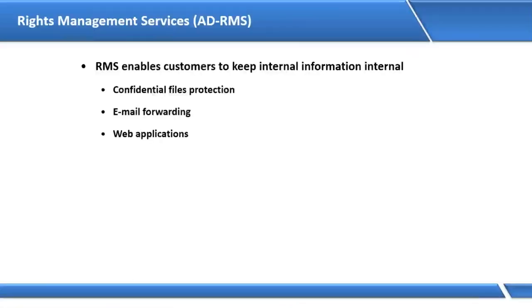So that's why in the slide, you can see Microsoft is saying RMS server enables customers to keep internal information internally. Confidential files we can protect. Email forwarding we can protect. And web applications we can protect. I want to give some application to the user to access, but I don't want to allow the user to download this application here.